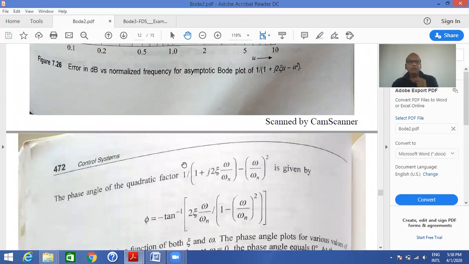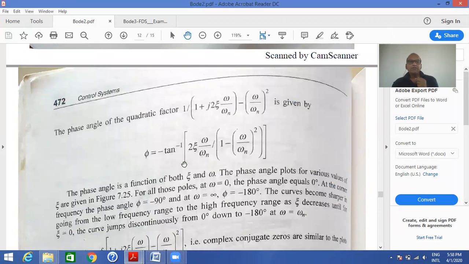This is for the quadratic factor. The phase angle is phi equals minus pi minus, because this is the integral term, and hence this term is considered as a derivative in the numerator. Then we will get minus tan inverse of the imaginary part divided by the real part.